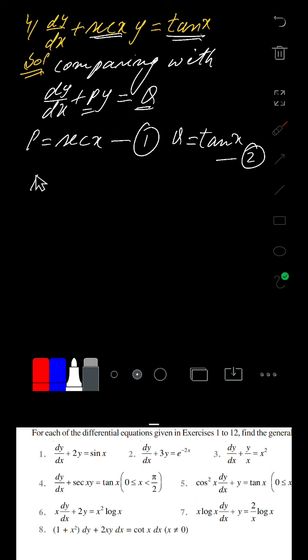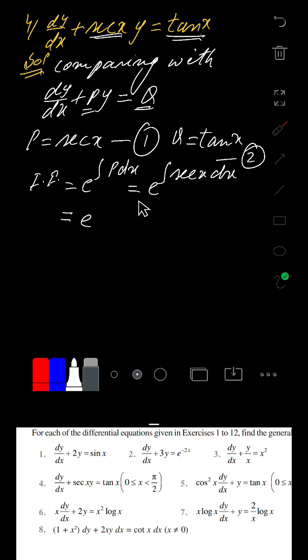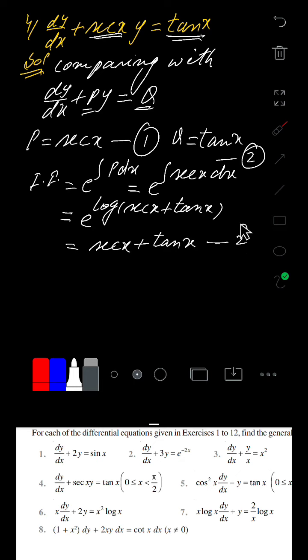Now in this case, the integrating factor is equal to e raised to the power integral P dx. That is equal to e raised to the power integral sec x dx. The integral of sec x, as we know well, is log of sec x plus tan x. And as e raised to the power log eliminate each other, we have only sec x plus tan x. Let it be equation number 3.